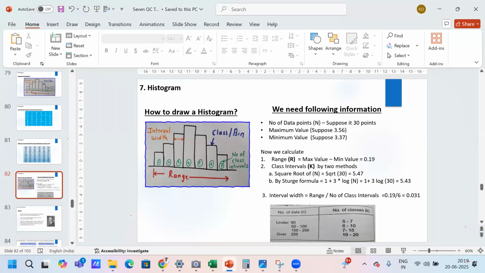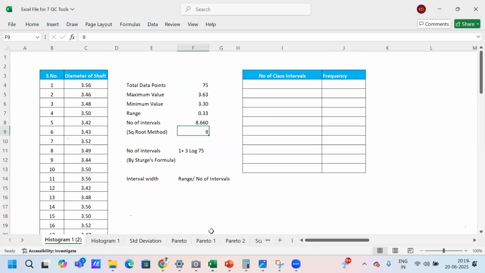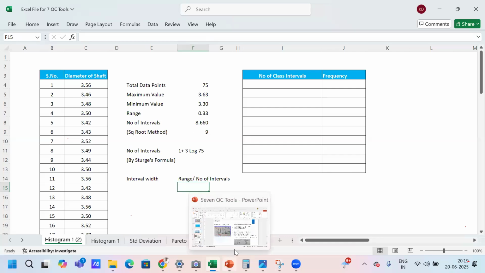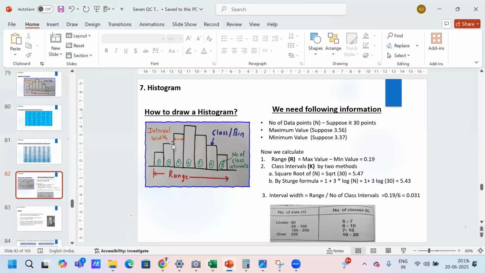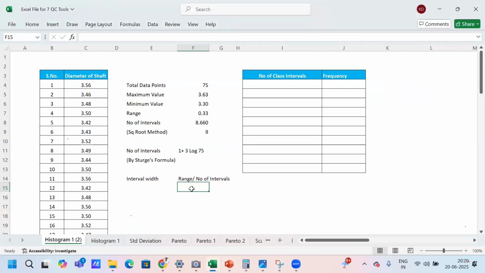Okay. Now I came to Excel again. So the number of intervals is 9. Now I need to calculate the interval width. The interval width is always the same in a histogram. Okay. What is the interval width? I know the range is 0.33, divided by the number of intervals, suppose 9. So 0.037 is the interval width.